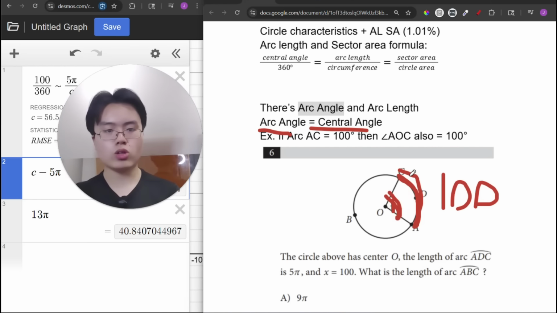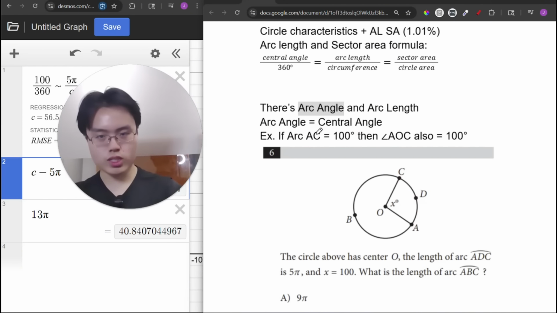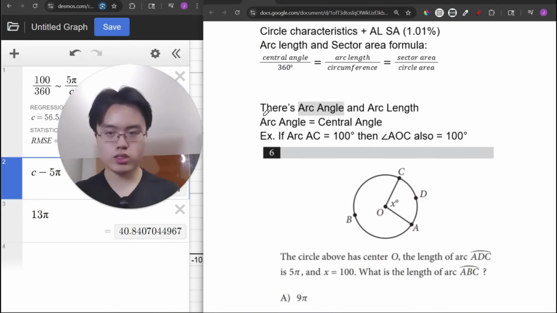Or if I told you this and asked you what's the arc angle, then you just say, oh, it's 100 degrees. So the central angle is 100 degrees. Basically, the arc angle is equal to the central angle. I guess this is another way to say the central angle, but I've literally seen questions tell you, oh, this is the central angle, what's the arc angle? And you have to tell Desmos or tell the SAT what the arc angle is, and it told you the central. These are really easy questions, but a lot of people just don't know that the arc angle is the same as the central angle.